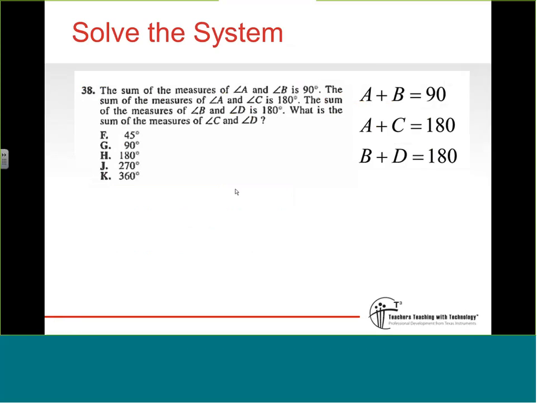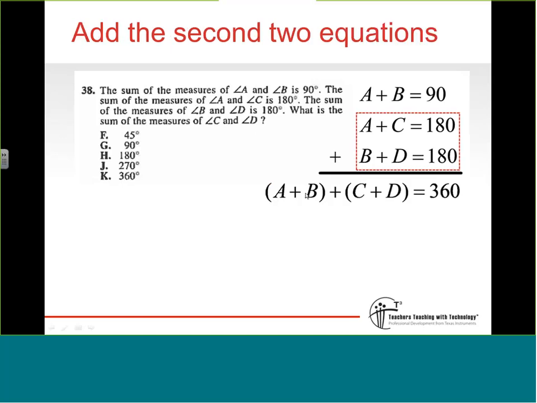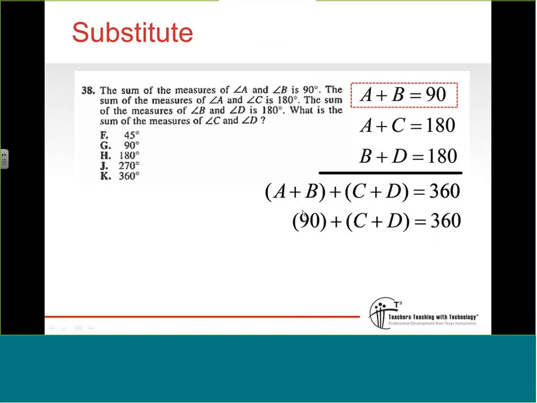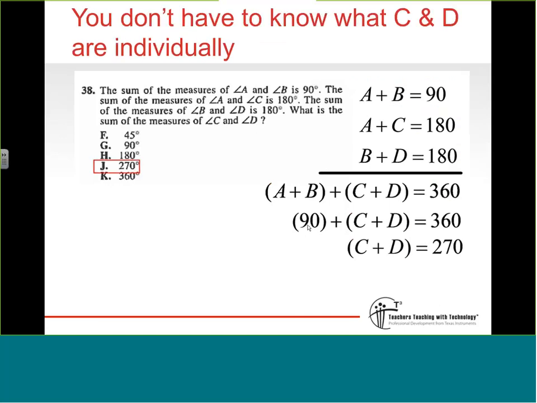is you could set up a system of three equations. A plus B is 90, A plus C is 180, B plus D is 180. You could add up these two, so A plus B plus C plus D is 360. That's where some of you came up with that. And then you could substitute 90 in there for A plus B and then solve. But what's interesting about this question is we really don't know exactly what C and D are individually.